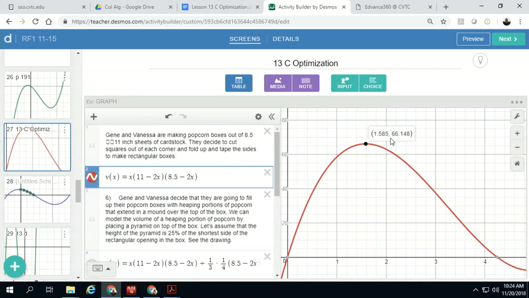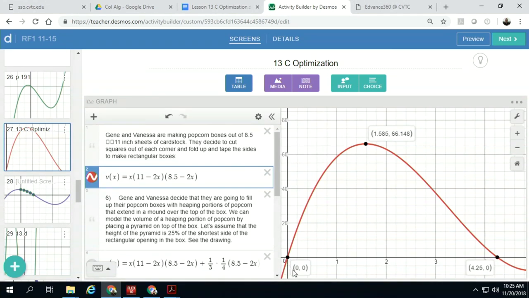Let's go through the questions, just to make sure we're answering the questions that are in the lesson. It says here, consider how the volume changes as the side length x increases. As x increases, the volume increases for a little ways, but then after a while, the volume decreases. And in fact, by the time you get to 4 1/4, you've got no volume left.